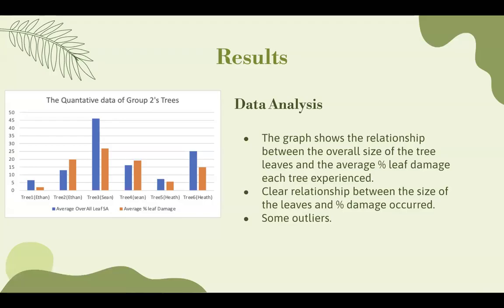Yeah, there's one or two outliers as well, such as Tree 2 for Ethan, which had a very high average percent leaf damage, one of our highest, but overall leaf surface area was a lot smaller. So we could see that as being kind of a problem in the theory that we have here. But overall, the correlation is strong.